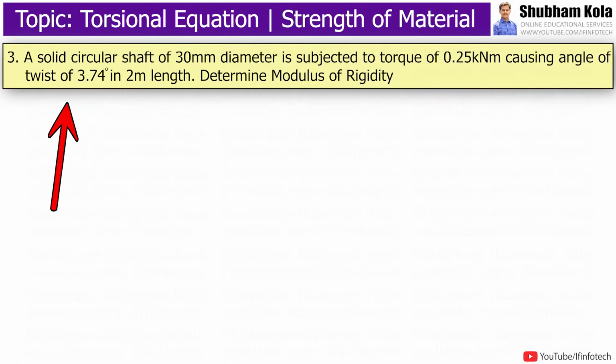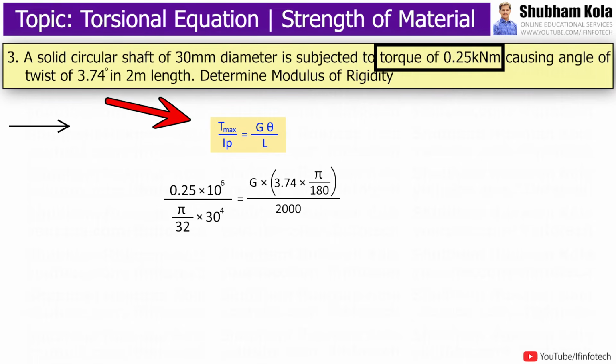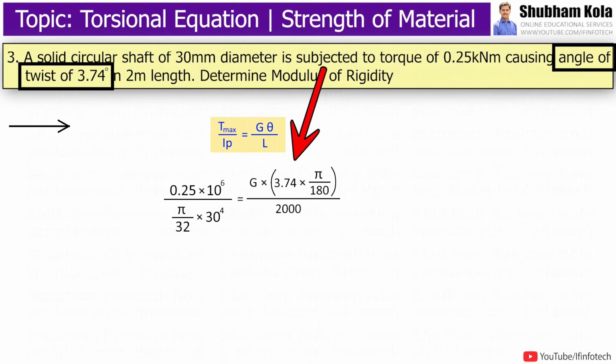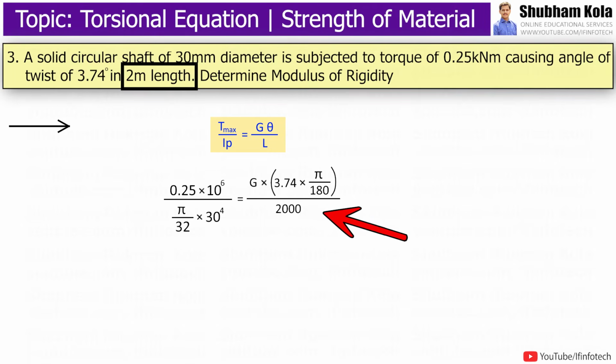For the next problem, the statement is: a solid circular shaft of 30 mm diameter is subjected to a torque of 0.25 kN/meter, causing an angle of twist of 3.74 degree in 2 meter length. Determine the modulus of rigidity. Here maximum torque Tmax is 0.25 into 10 raised to 6 Nm and polar moment of inertia, that is IP, is pi by 32 into diameter raised to 4. The theta is 3.74 degree, which equals 3.74 into pi by 180 radian, and length of shaft is 2000 mm.